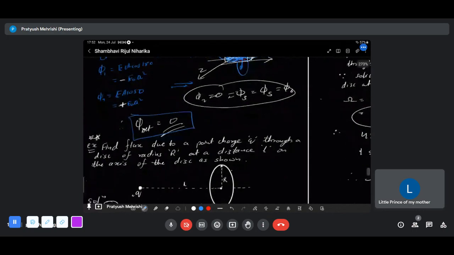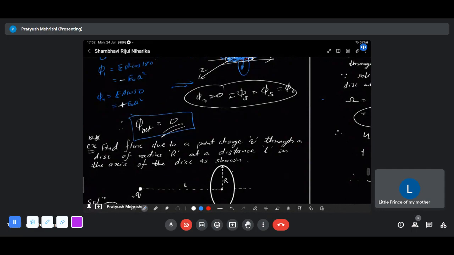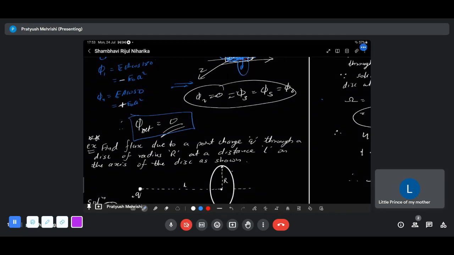Now, see this question. This is an important question. Find out the flux due to a point charge q through a disk of radius capital R at a distance L on the axis of the disk, as shown. A disk is there, a plate is there, and at a distance L from this plate a charge plus q is kept. What will be the flux? You need to calculate the flux. Calculate it now.